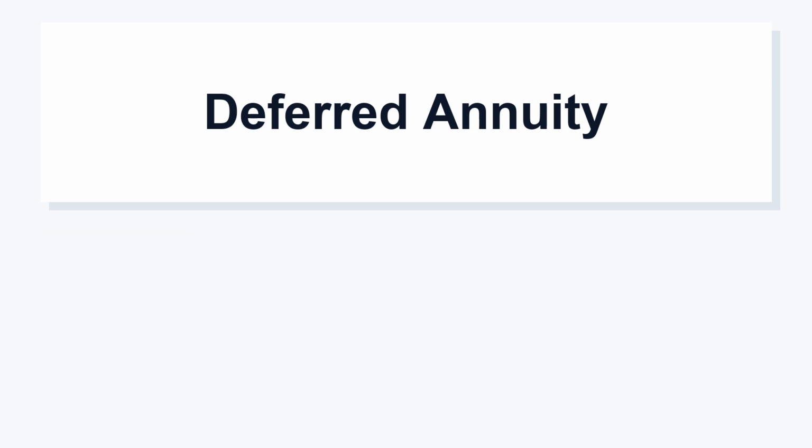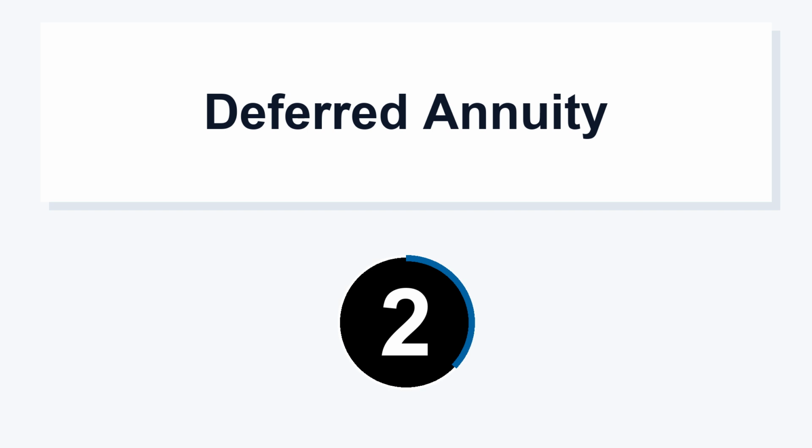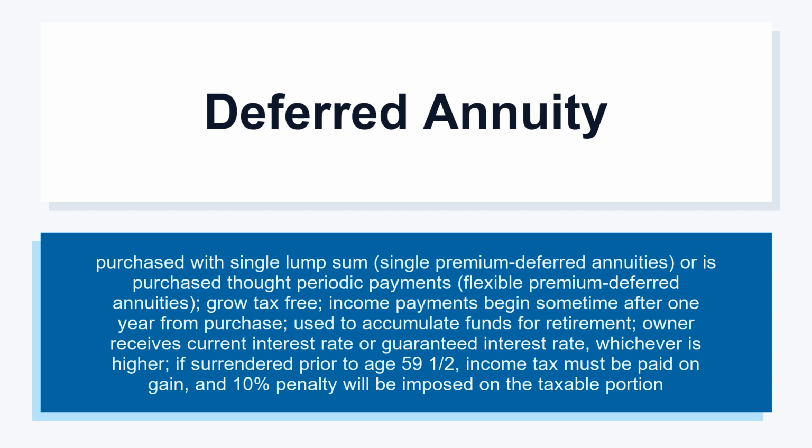Deferred annuity. Purchased with single lump sum, single premium deferred annuities, or as purchased through periodic payments, flexible premium deferred annuities. Grow tax-free. Income payments begin sometime after 1 year from purchase. Used to accumulate funds for retirement. Owner receives current interest rate or guaranteed interest rate, whichever is higher. If surrendered prior to age 59 and a half, income tax must be paid on gain, and 10% penalty will be imposed on the taxable portion.